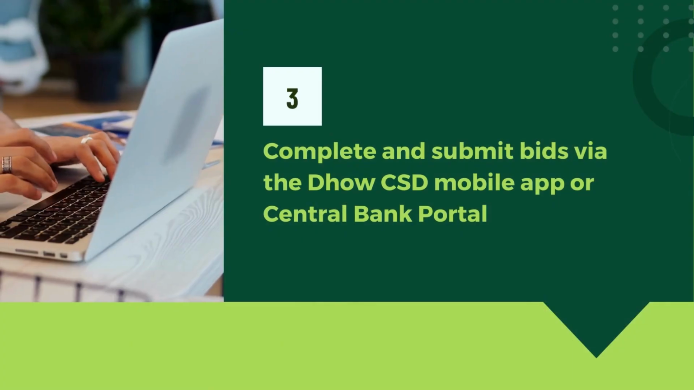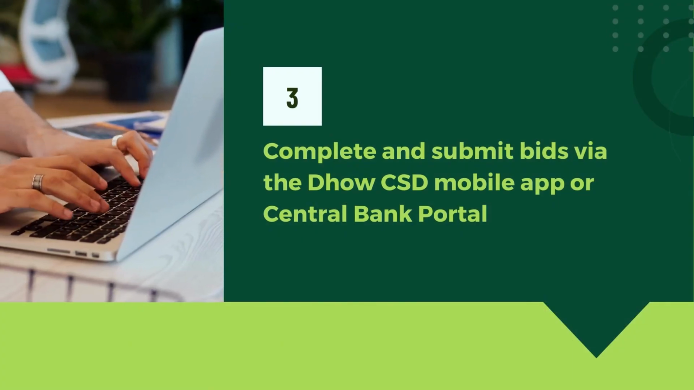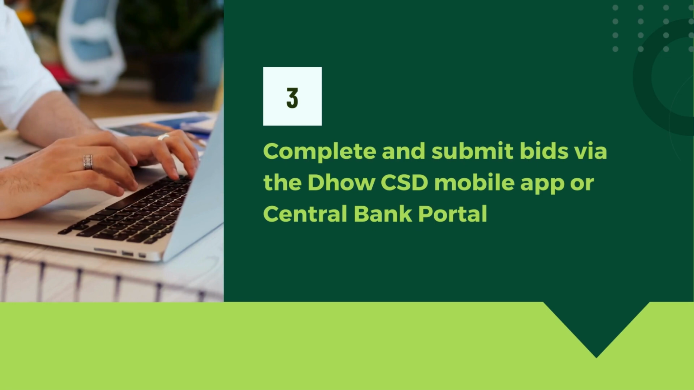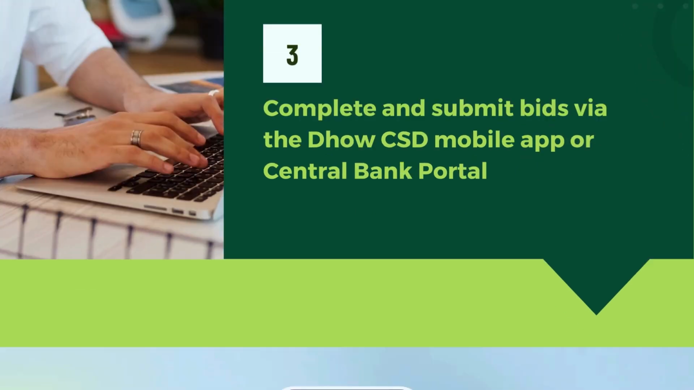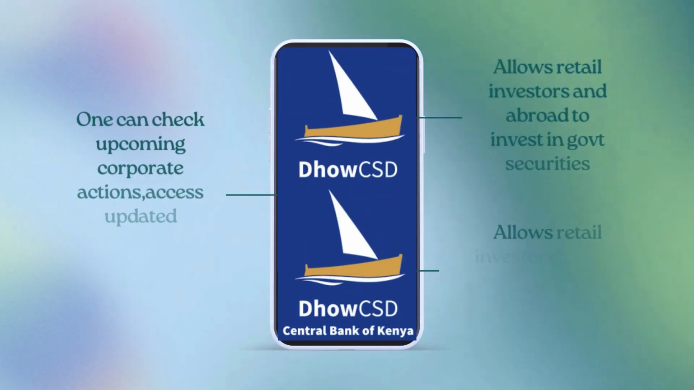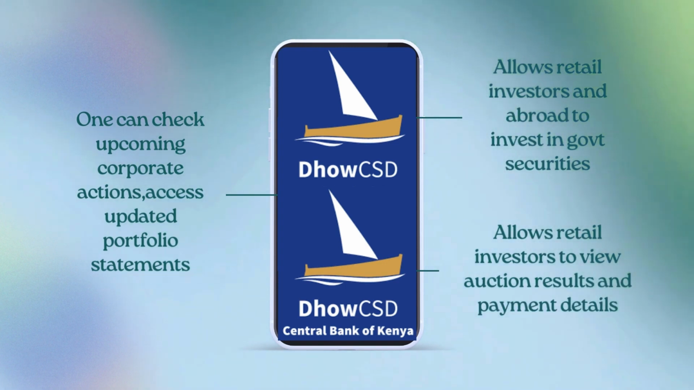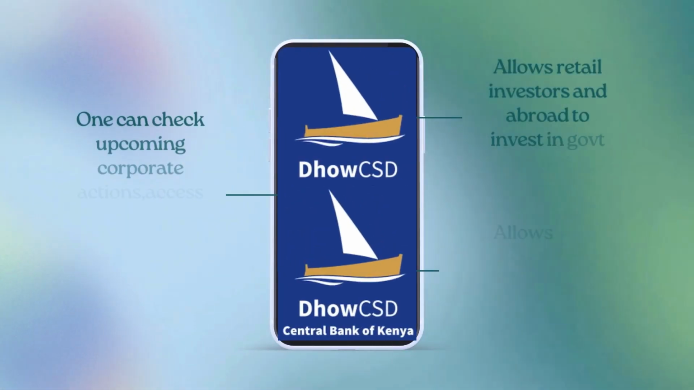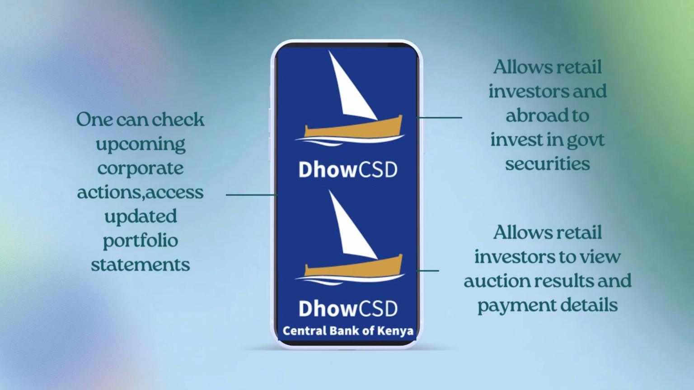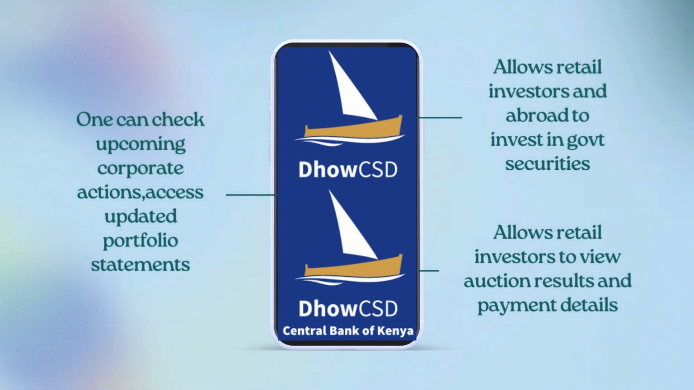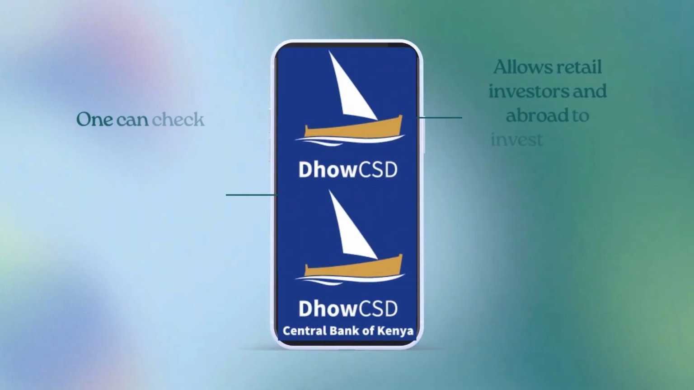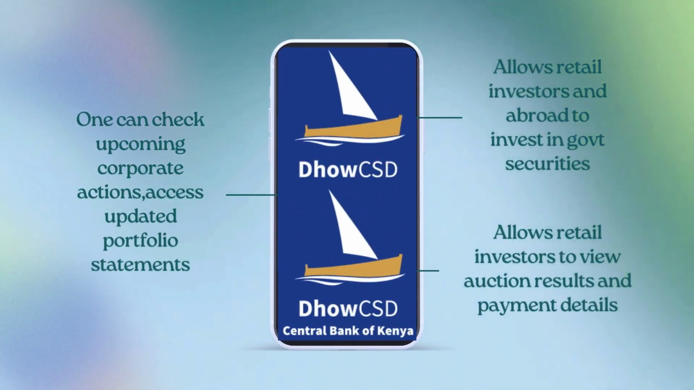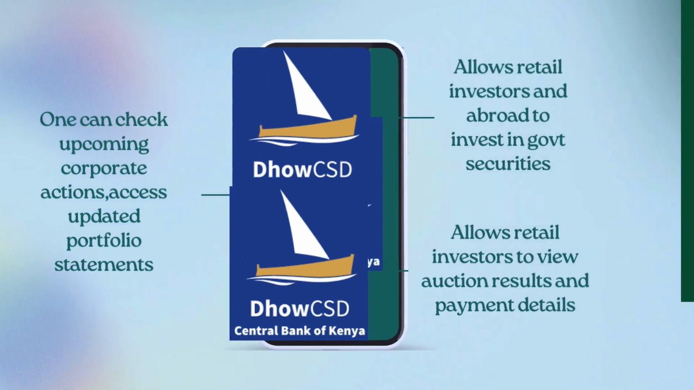Once you complete this step, you are supposed to submit bids via the CSD mobile app or through the central bank portal. The CSD account has some amazing features, including it allows retail investors and those abroad to invest in government securities. It also allows retail investors to view auction results and payment details. One can also check upcoming corporate actions and access updated portfolio statements. You can see in real time how your money is performing in the market.